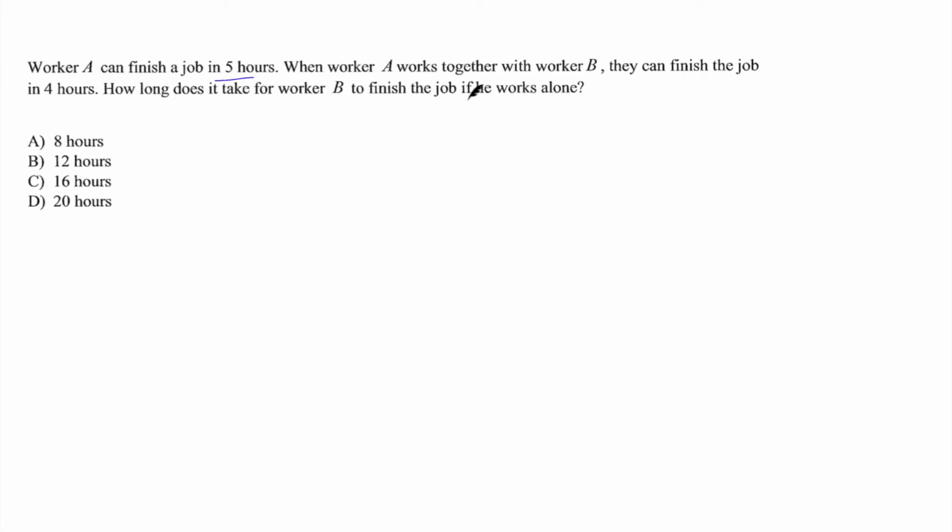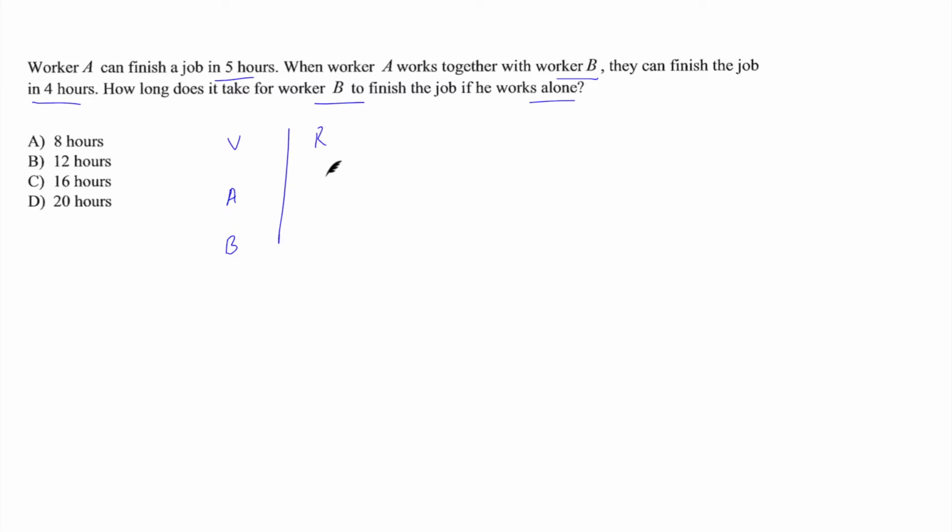When worker A works together with worker B, they can finish the job in 4 hours. How long does it take for worker B to finish the job if he works alone? So you see, the question remains the same, only the variable changes. So in this question, what are the variables that we have? We have worker A and we have worker B.